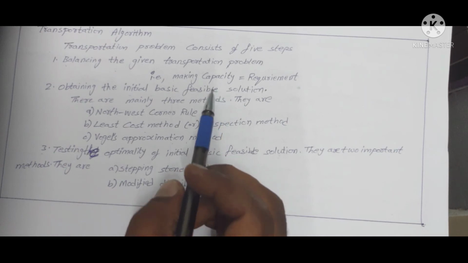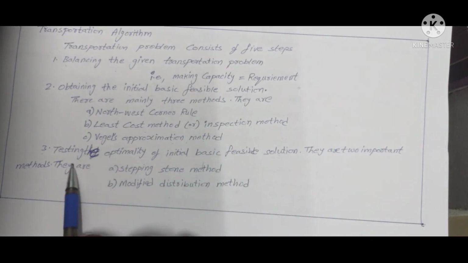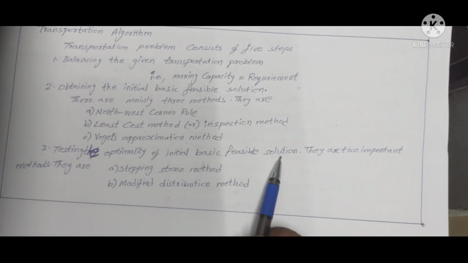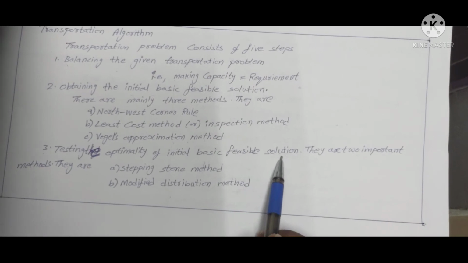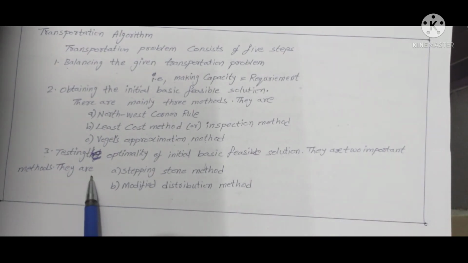Next, after getting the initial basic feasible solution, we have to go for testing the optimality of this initial basic feasible solution. To test this optimality condition, there are mainly two important methods: the stepping stone method and the modified distribution method. By using these two methods, we can get the optimal solution.